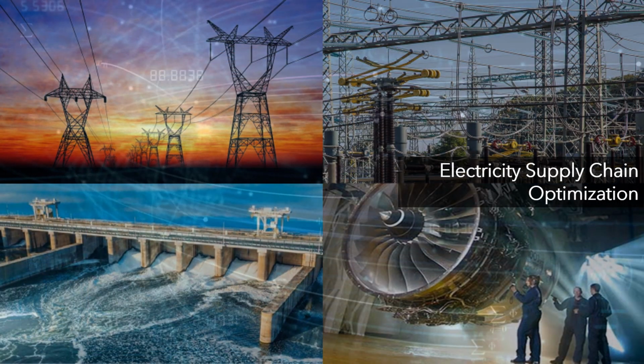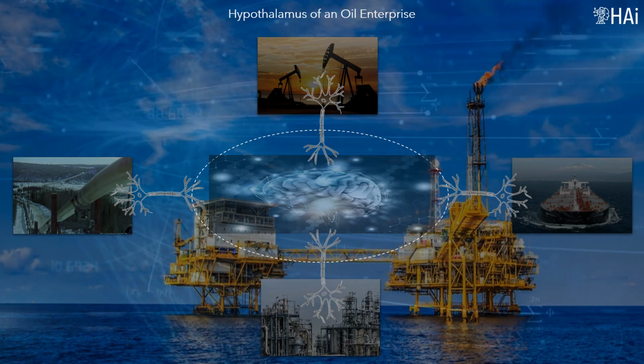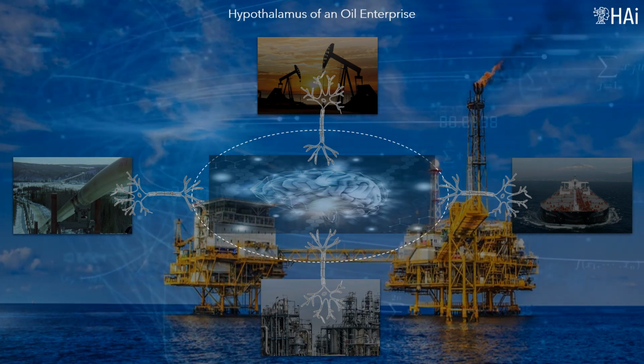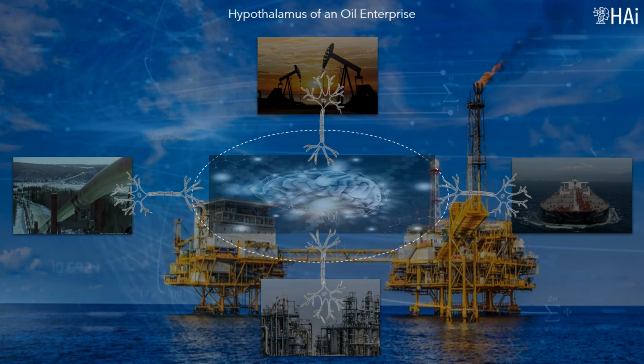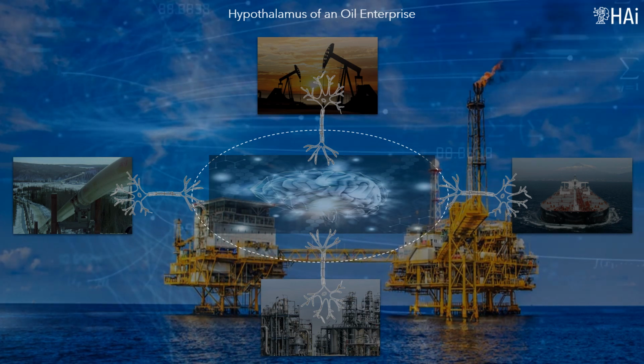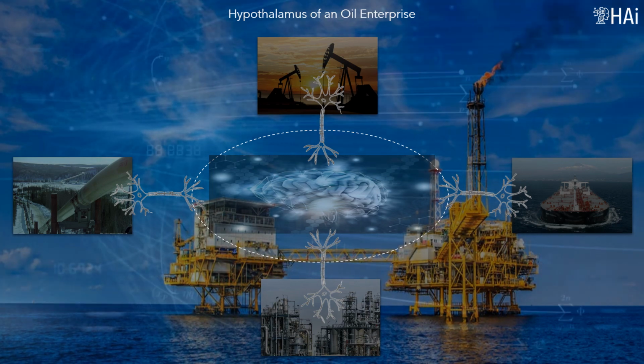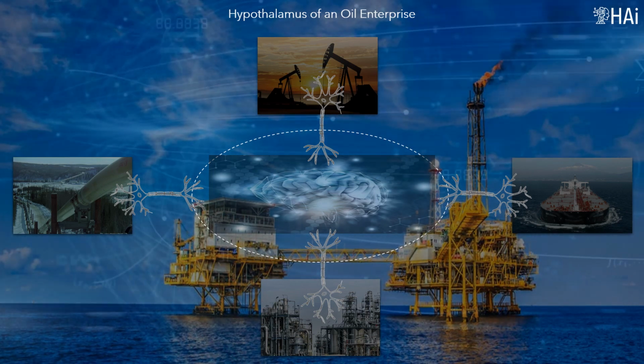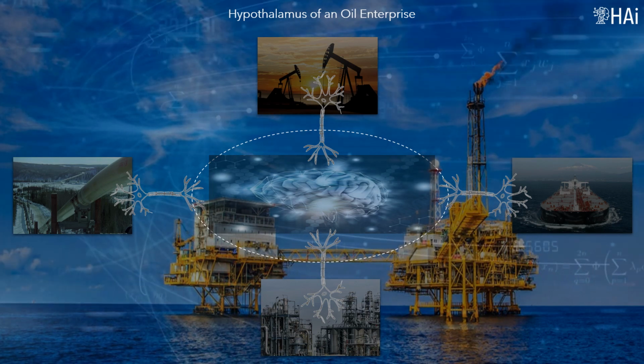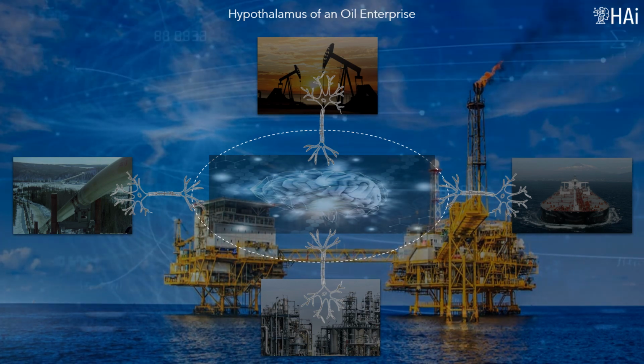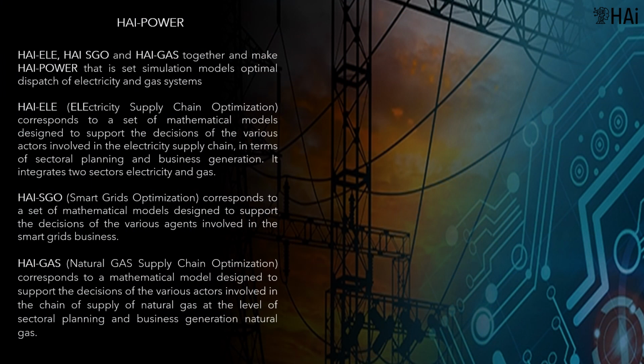Electricity supply chain optimization. The hypothalamus of an oil enterprise is made up of artificial intelligence and mathematical programming models for the four major businesses that make up the oil and gas supply chain: production and exploration, transportation of crude oil, refining, and transportation of petroleum products. HighL, HighSGO and HighGas come together and make HighPower, a set of simulation models for optimal dispatch of electricity and gas systems. HighL, electricity supply chain optimization: models designed to support the decisions of the various actors involved in the electricity supply chain.